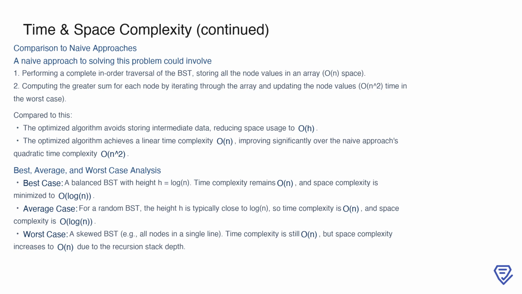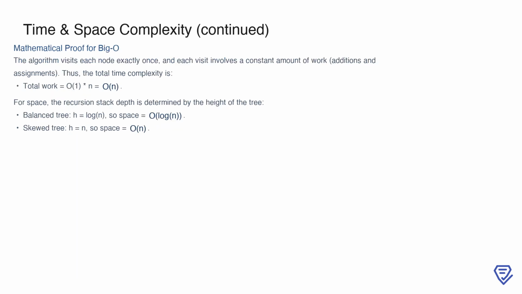Looking at best, average, and worst cases, a balanced BST minimizes space to O(log n) while maintaining an O(n) time complexity. For randomly structured trees, the height typically remains logarithmic, so space stays O(log n). However, in the worst case of a skewed tree, the recursion stack grows to O(n), though the time complexity remains O(n). The time complexity of the algorithm can be mathematically proven as O(n).